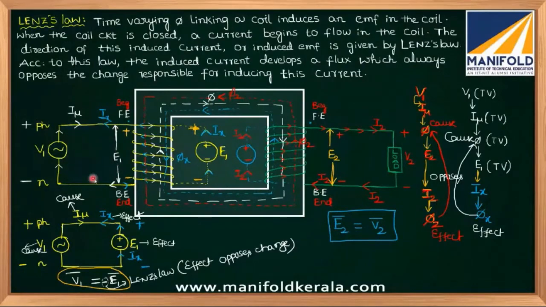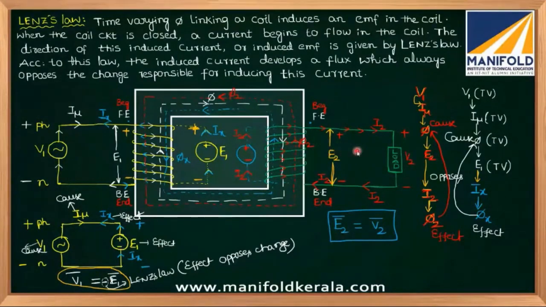In the primary side, tell me how many sources are there ultimately? Can I take V1 as a voltage source? Can I take this entire winding as a voltage source? V1 is one voltage source, E1 is another voltage source. So because of the V1 voltage source, I mu is a current. Because of the E1 voltage source, Ix is the current, and Ix and I mu are opposing. To show that opposition only, I am keeping a minus symbol here. Is it clear? Yes or no? Please respond.